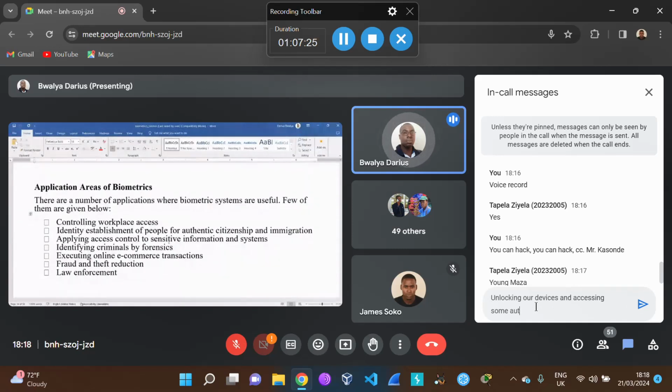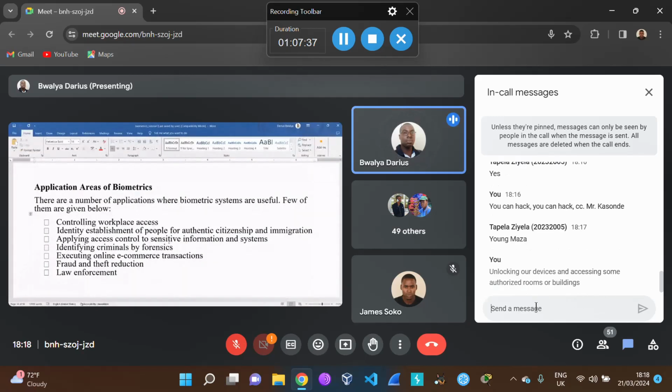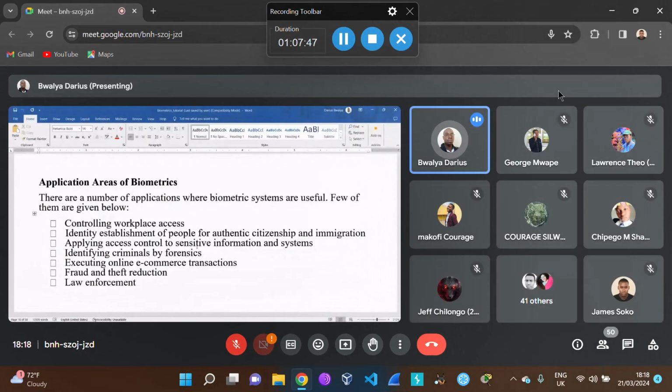So we look at controlling workplace access. Some of you would just say access control. Controlling workplace access is physical access, so you can use biometrics to control physical access to some place, maybe at the gate. For someone to enter Kapasa Makasa now, that place is porous anywhere. There are so many paths coming from the bushes. We can't manage that one.